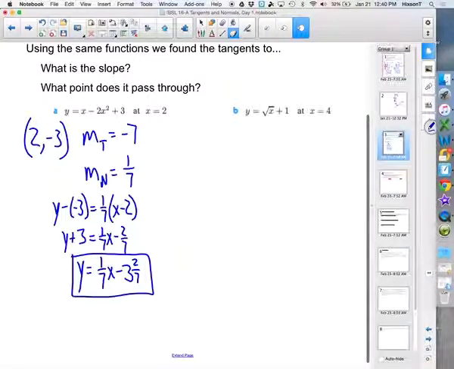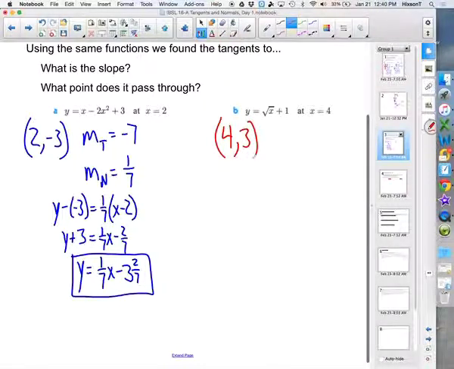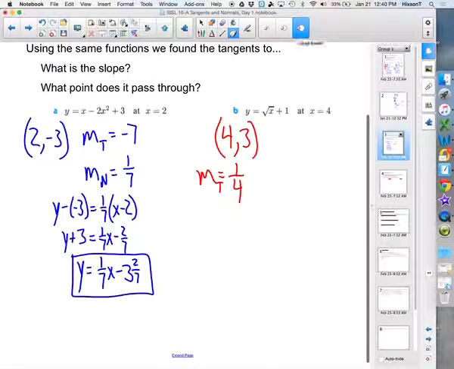Try this one here. We had the point. What was the point? (4, 3), and our slope was 1/4, right? So the slope of the tangent line was 1/4. Okay. So try getting your equation for the normal line there.